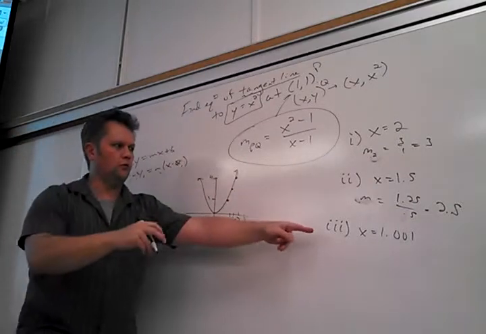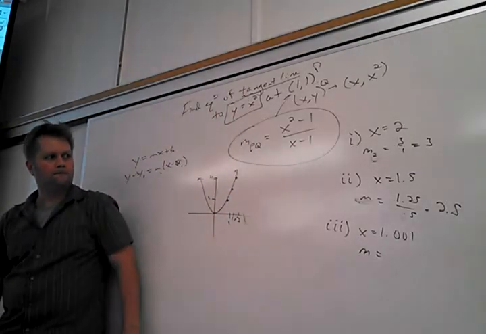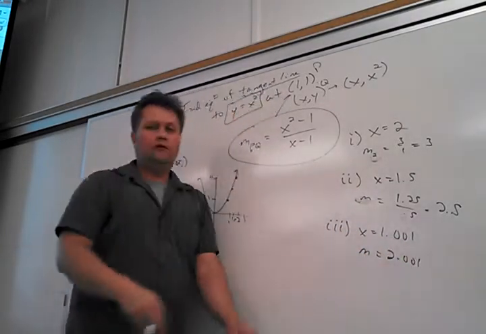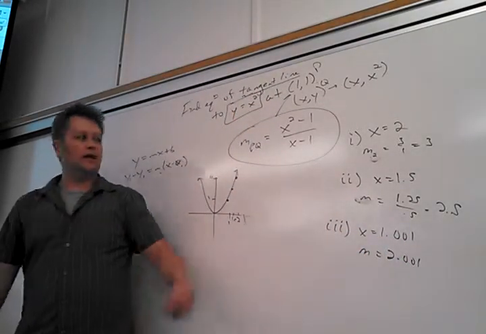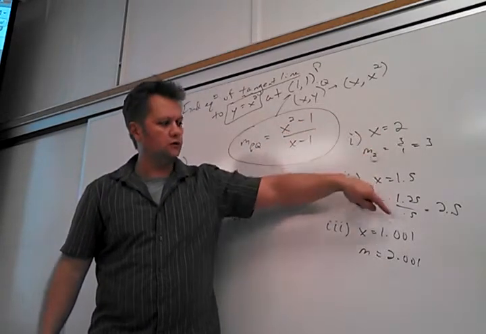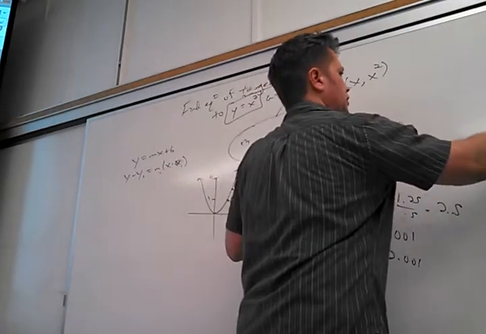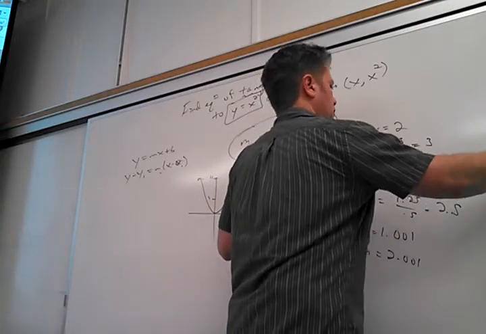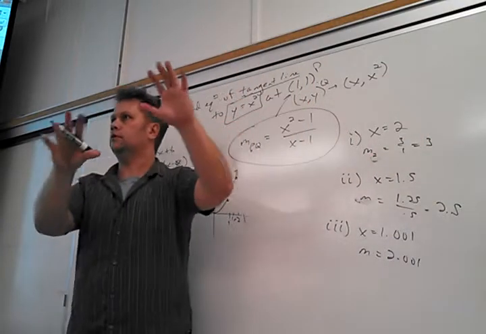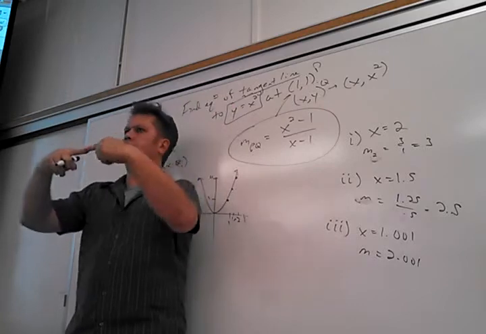So let's do 1.001. Somebody help me out. What will my slope be if it's 1.001? 2.001. So I would feel really comfortable saying that it looks like if x goes to 1, my slope is going to go to 2. Right? You can double check it by going from the other direction: x equals 0, x equal to 0.5, x equal to 0.999. Do you guys see the symmetry there? Is that cool? Approaching 1 by the same amount from both sides lets you double check the pattern that you think.